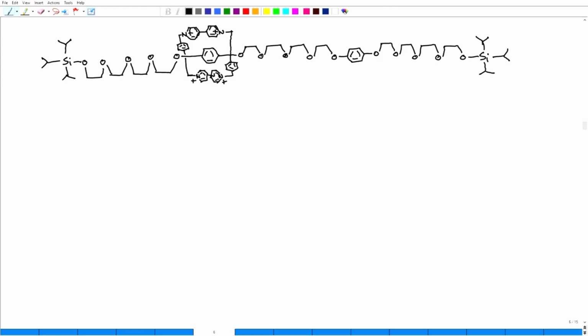So, now if I give it energy in the form of heat, then what will happen? The macrocycle is stationed here. Now, this macrocycle will move and it will be stationed here. From here it will come here. Why will it come here? Because we are giving it energy in the form of heat. So, this is what is called a molecular shuttle.